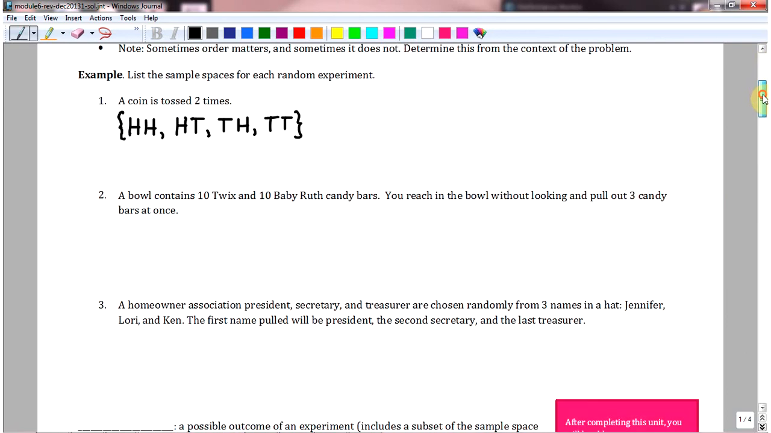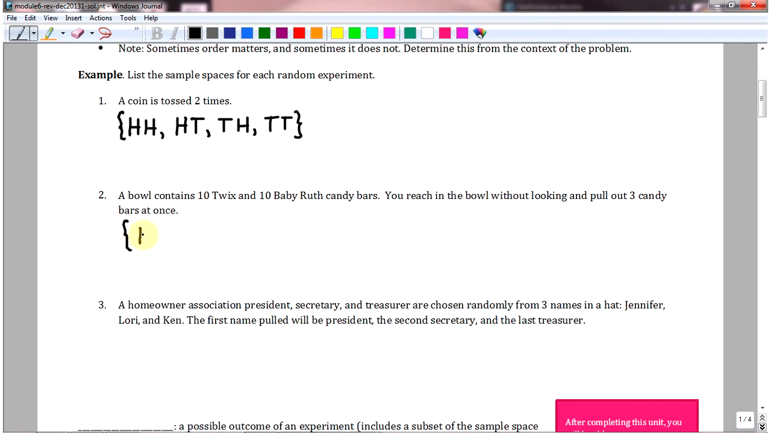Let's look at our second example. A bowl contains 10 Twix and 10 Baby Ruth candy bars. You reach into the bowl without looking and pull out 3 candy bars at once. So for this particular one, the order that you list the 3 candy bars will not matter because we're not pulling one, then the second, then the last. We're pulling 3 at a time. So the question is, what 3 candy bars might we pull out of there?